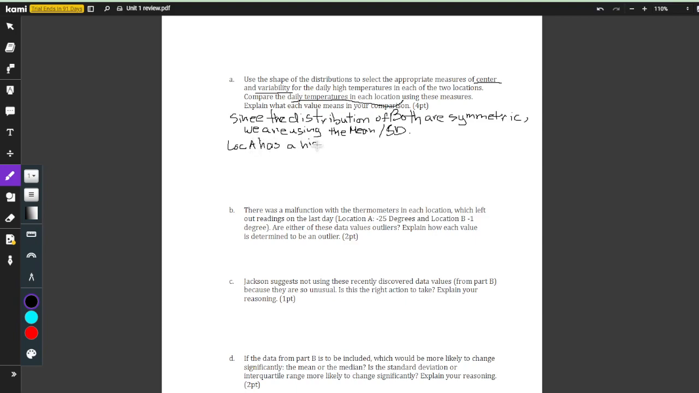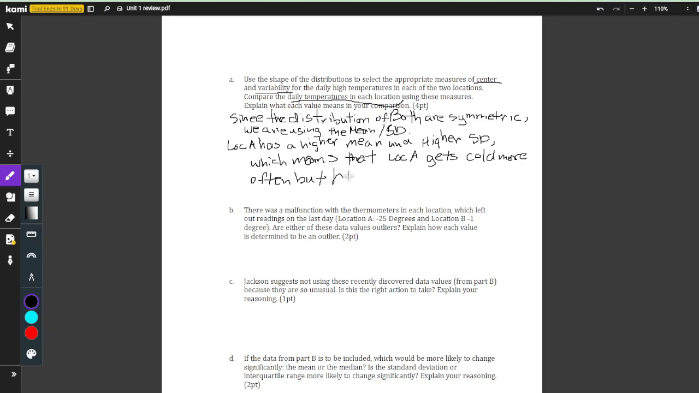So location A has a higher mean and higher standard deviation, which means that location A gets colder more often, but location B has more consistency.